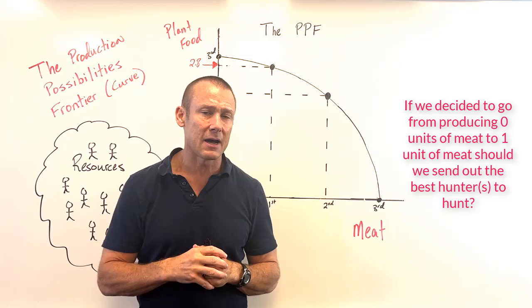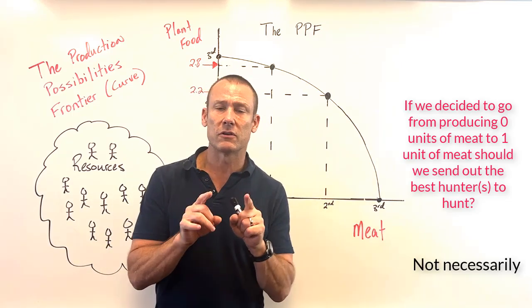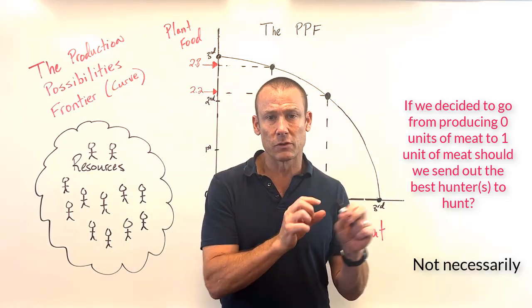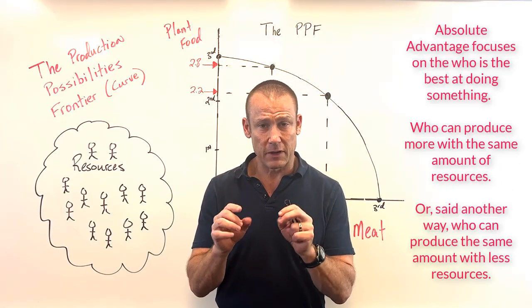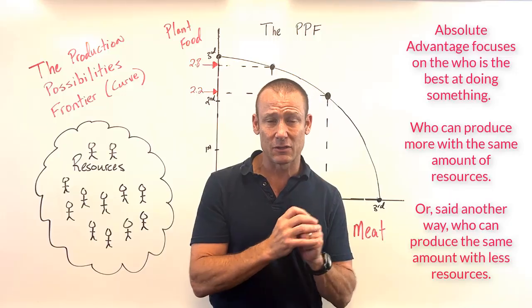But not the economists. That would be making this decision on what we call absolute advantage. Who is the best at doing something? Absolute advantage focuses on who is the best at doing something.